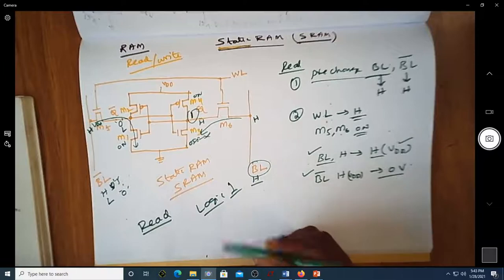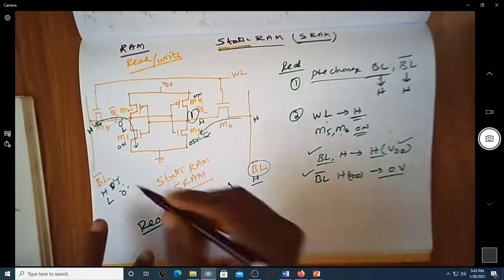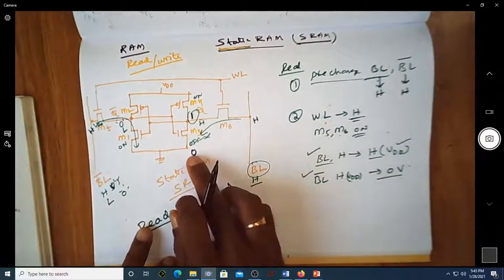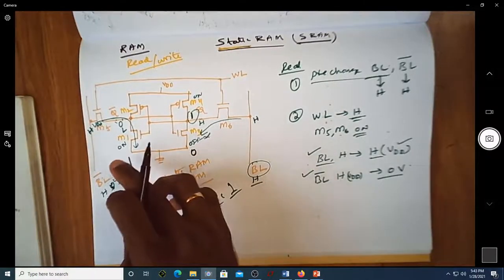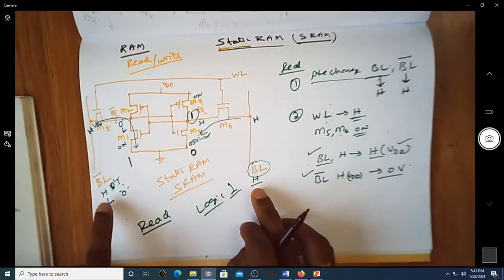So assume that you store a value of 0. You store a value of 0, and of course if it is 0 then this will be 1. You again make this pre-charge.